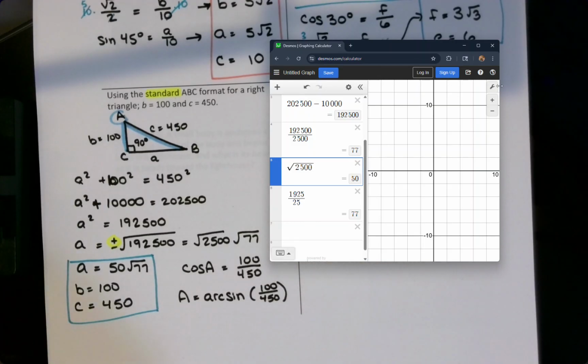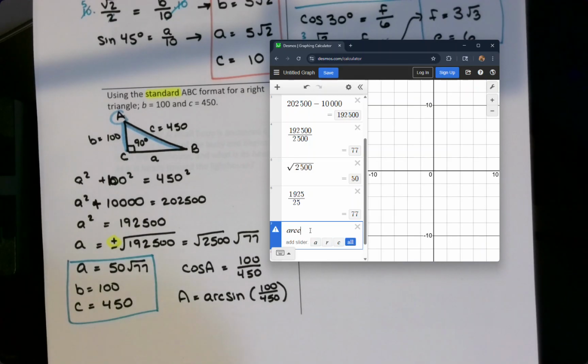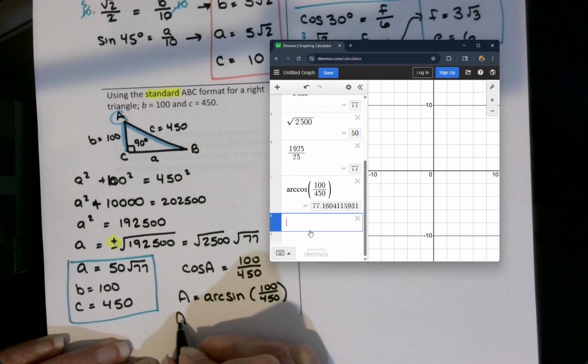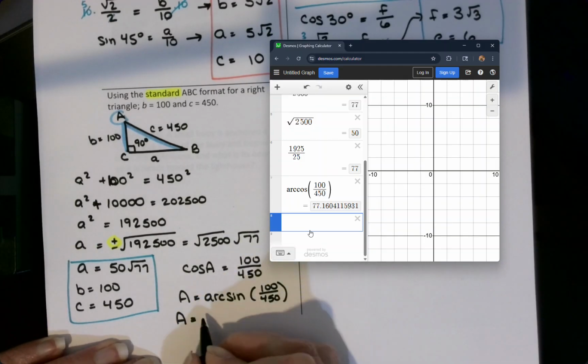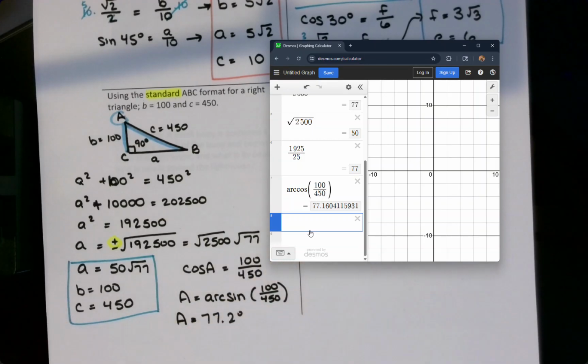Okay, let me make sure my calculator is in degrees. I think I set it there earlier, so yes, it is. And I'm going to do the arc cosine of 100 over 450. You can reduce that fraction ahead of time if you prefer. It doesn't really matter. I just typed it in its original format. And I got myself about 77.2 degrees. Typically, our angles we just round to the 10th to one decimal place because it's very hard to measure an angle with a physical measurement, a protractor, with more accuracy than one decimal degree.